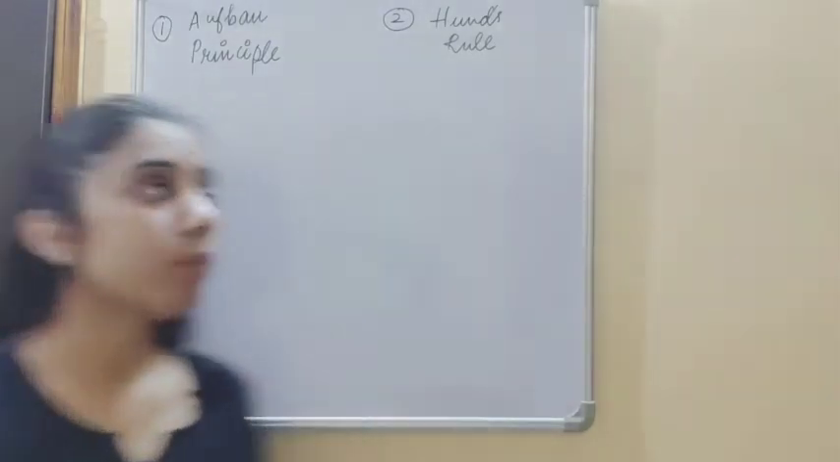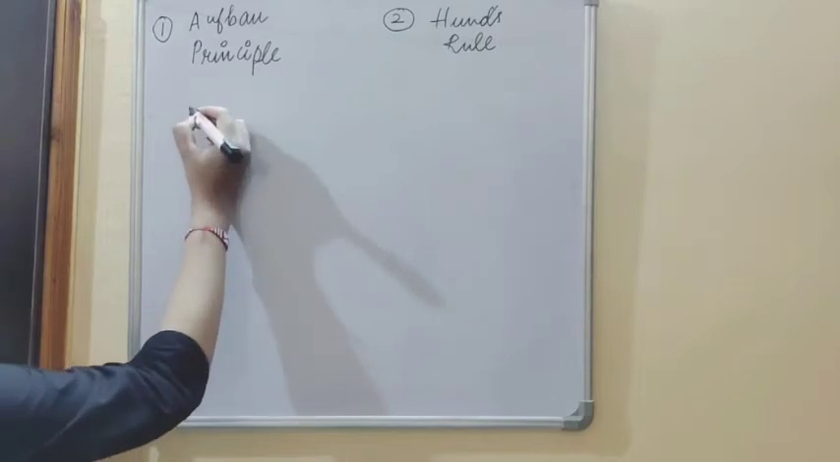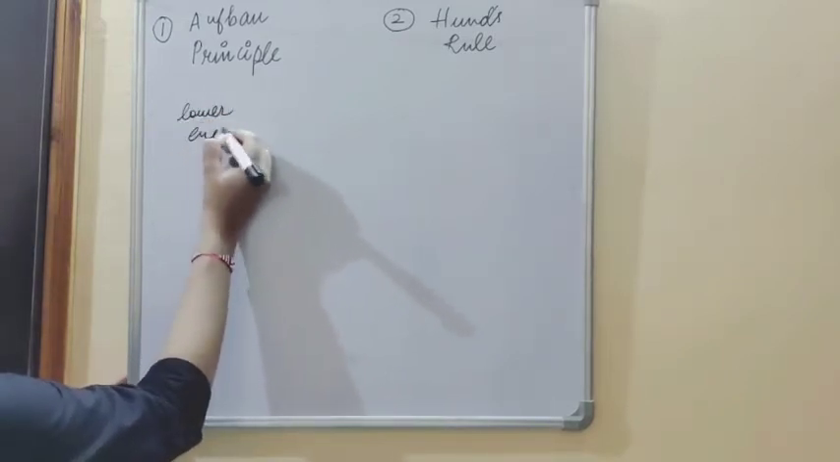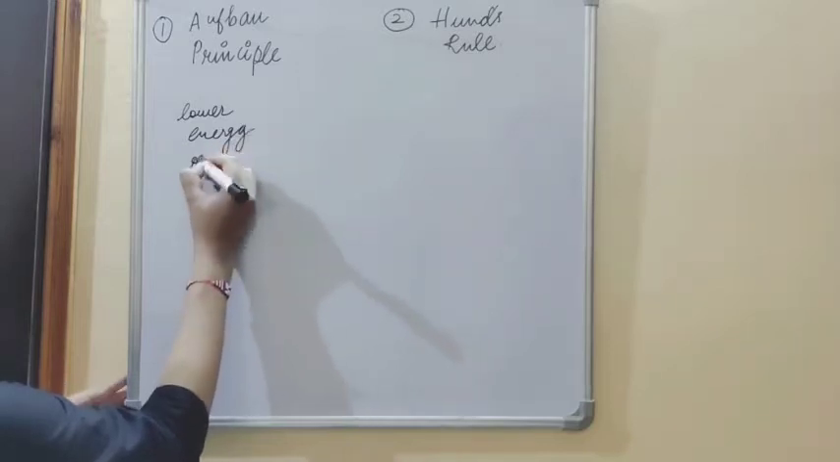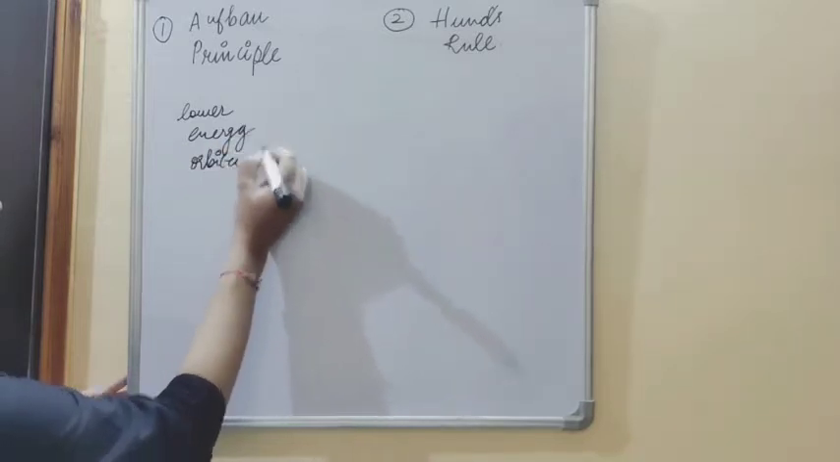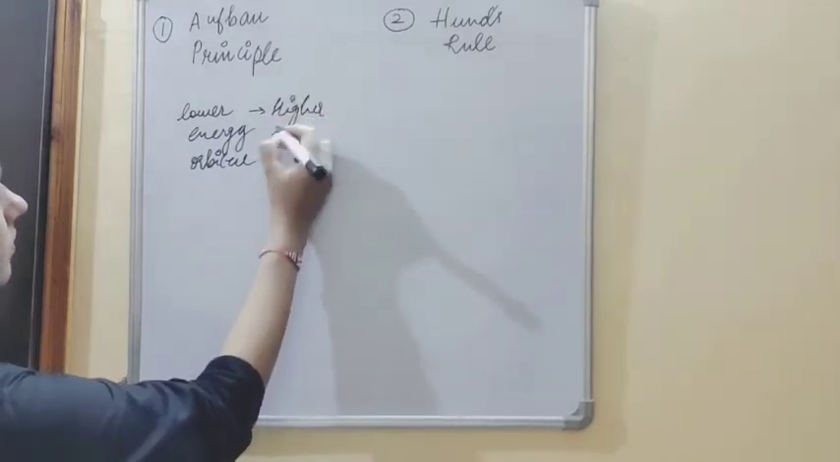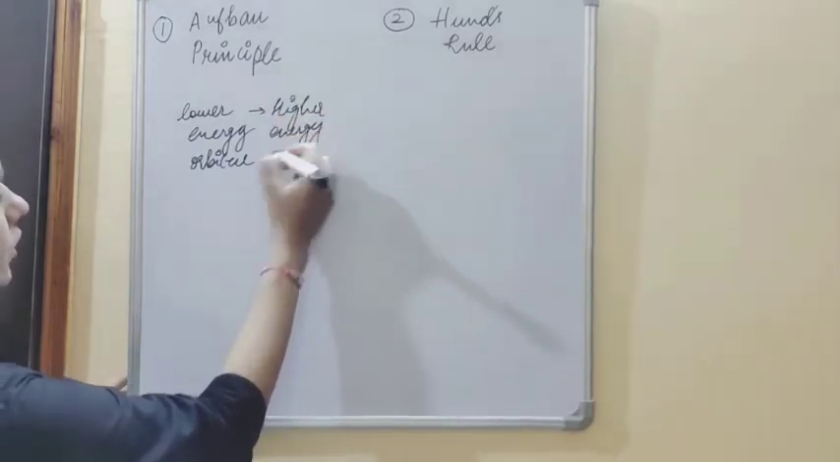So in the Aufbau principle, the electrons are first filled in the lower energy orbital, then they will go to the higher energy orbital.